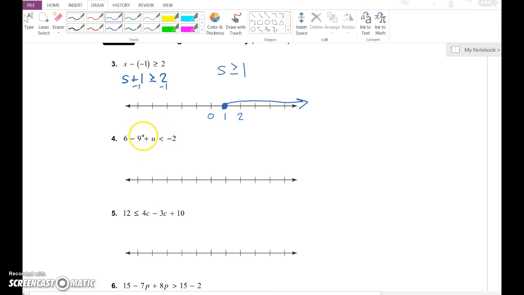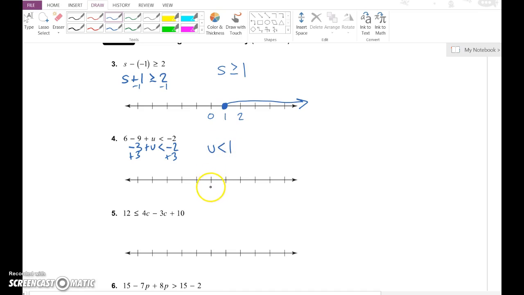Okay, hopefully you worked these. If you're combining like terms on this side, 6 and negative 9 is negative 3, plus u is less than negative 2. To get rid of a minus or negative 3, add 3. And we are left with u is less than 1.